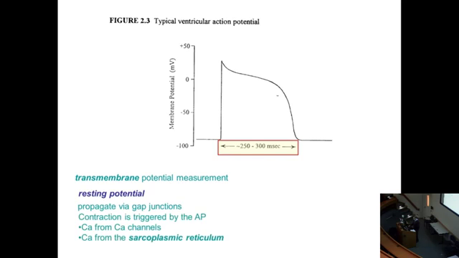These propagate via gap junctions from cell to cell. The calcium that comes in through that plateau phase causes calcium to be released from the sarcoplasmic reticulum. It is a different mechanism from skeletal muscle. The calcium influx is necessary.